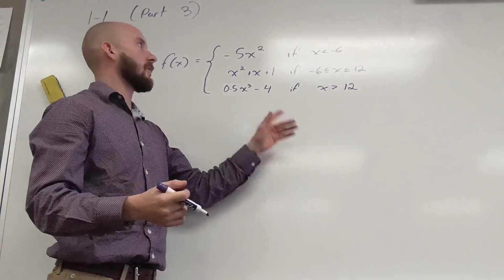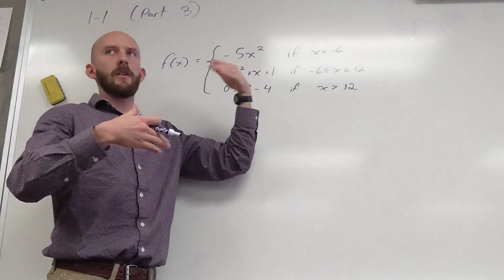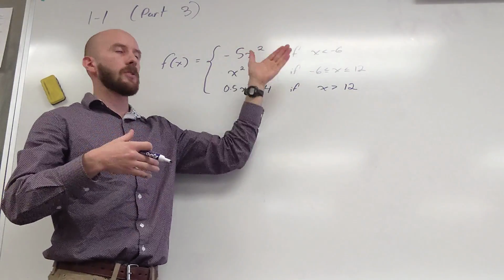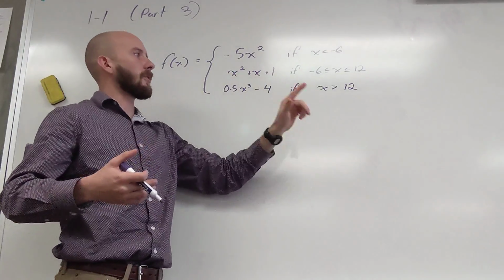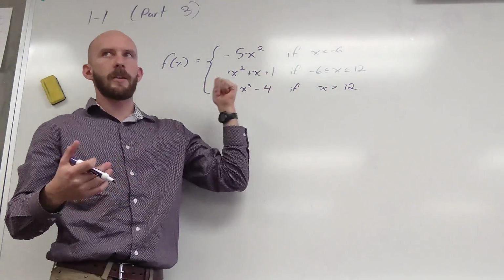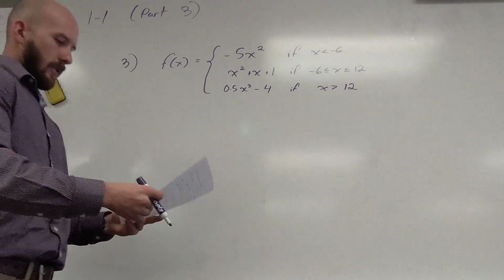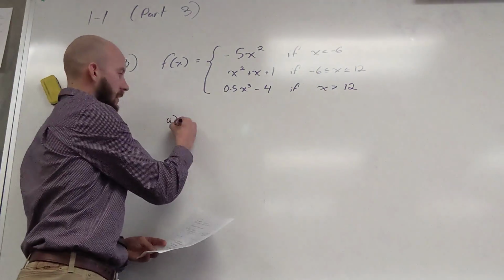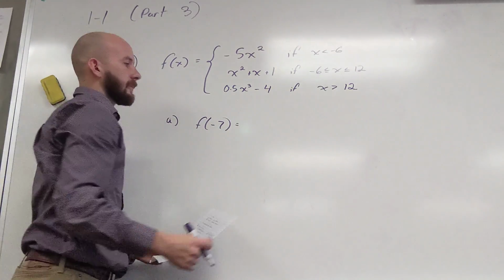Okay. It'd be the same thing here. If x is like -8, well, you would plug it in here and get your value. It would be this type of function. If it's between -6 and 12, then it's this function, and if it's greater than 12, then it's this function. Okay? So what we're going to do is find f of -7, first off.